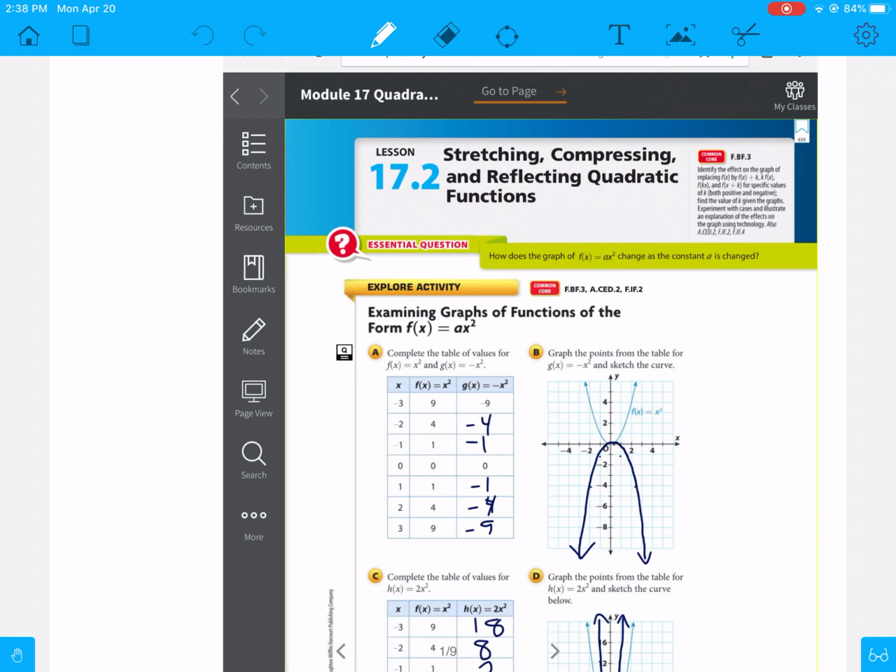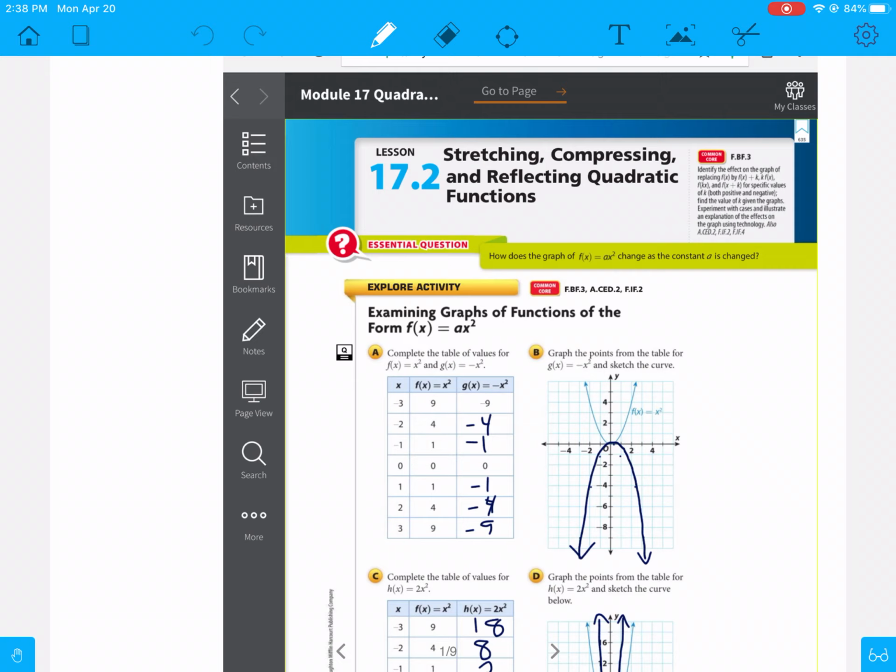Alright, so today we're going to be talking about Module 17.2, which is stretching, compressing, and reflecting quadratic functions. So from our graphing before, you guys know what vertical stretch and vertical compression are: something that makes it narrower or something that makes it wider. And you guys all know what a reflection is.